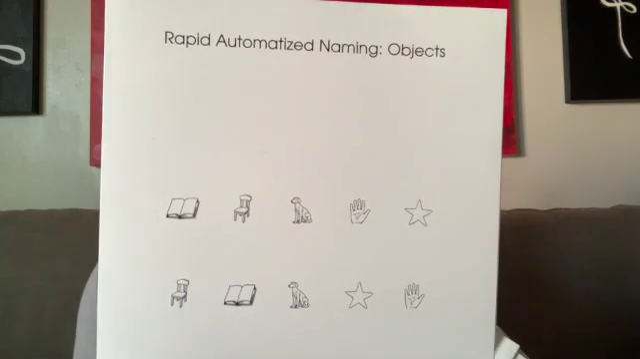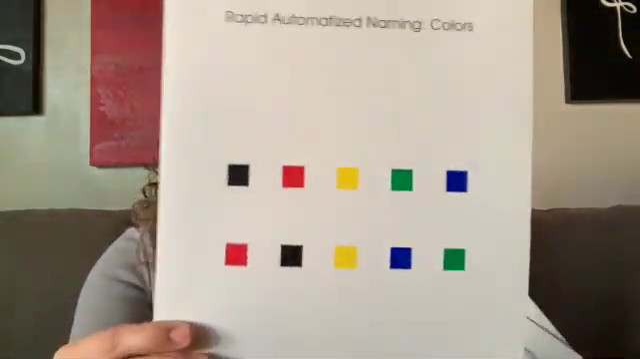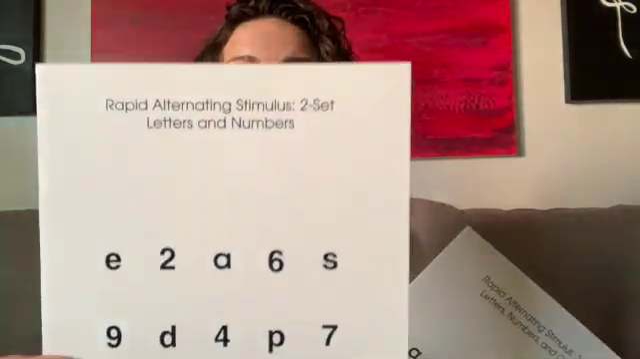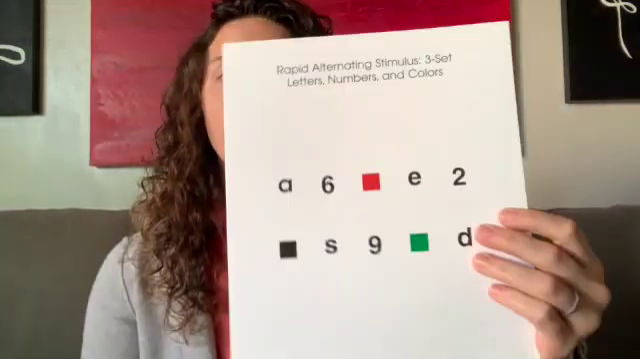You have objects, you have colors, numbers, letters, a two set, and a three set.